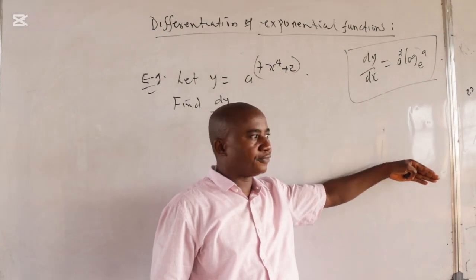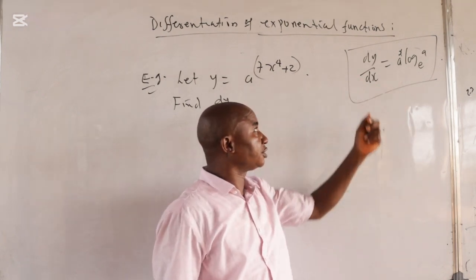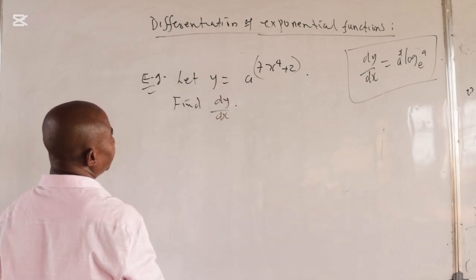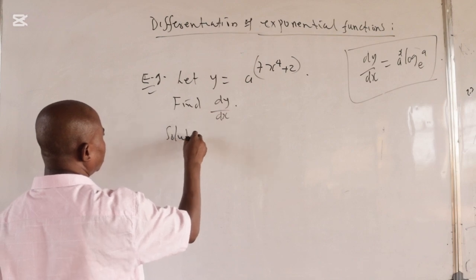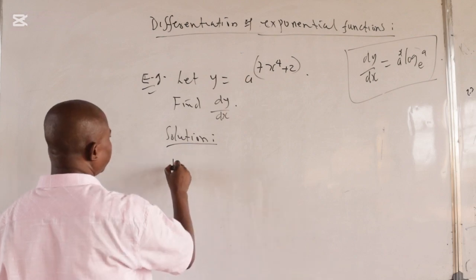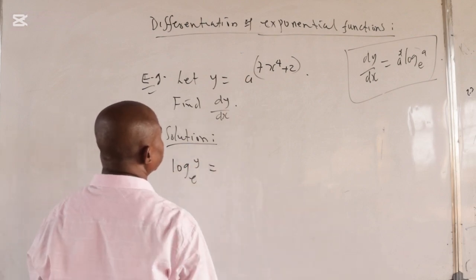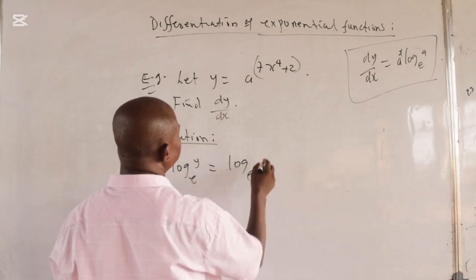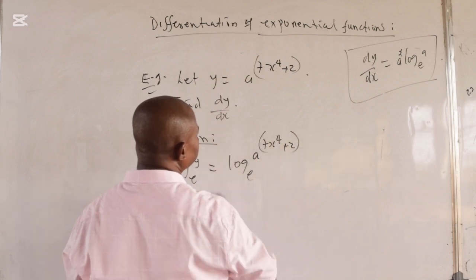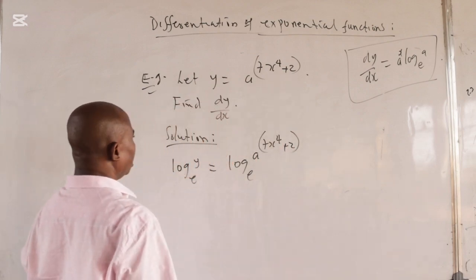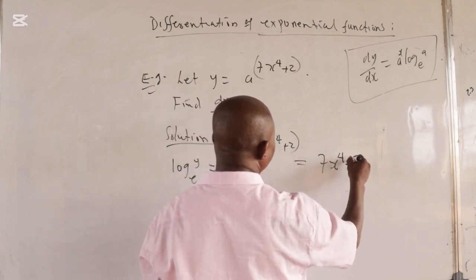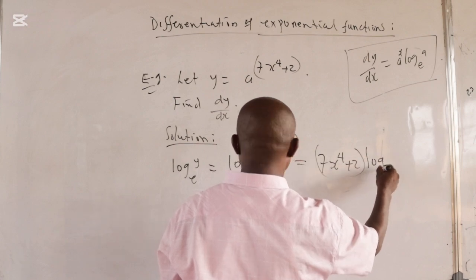But for the purpose of deeper understanding of how we got this, let's resume the proof from the beginning and then we arrive at what we're going to have there. So we take the logarithm of both sides to base e and have log to base e of y is log to base e of a raised to the power 7x raised to the power 4 plus 2. Which is the same as 7x to the power 4 plus 2, then log to base e of a.